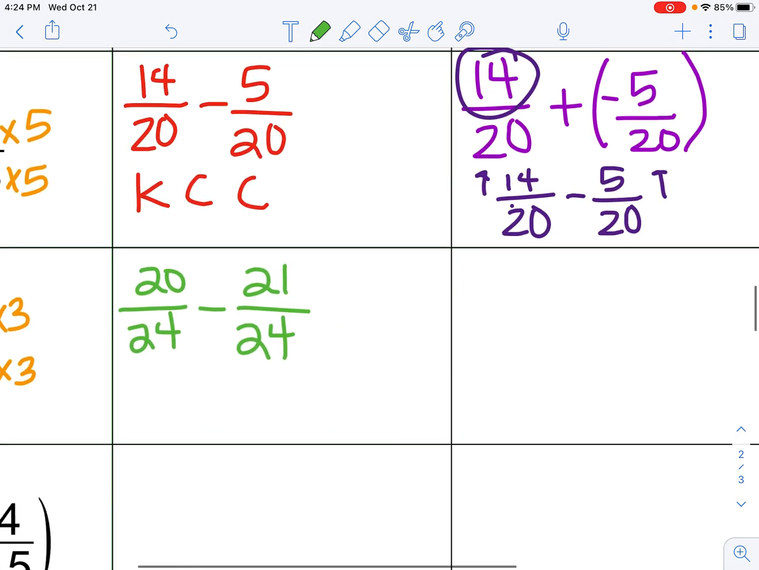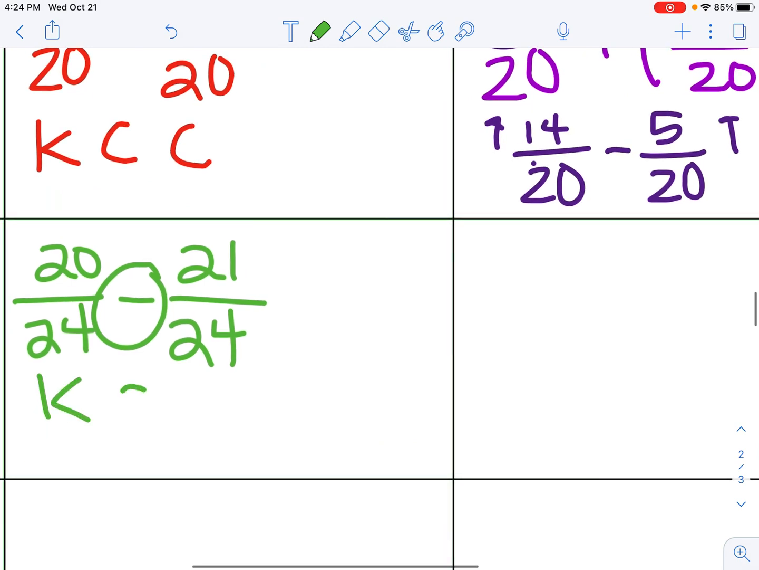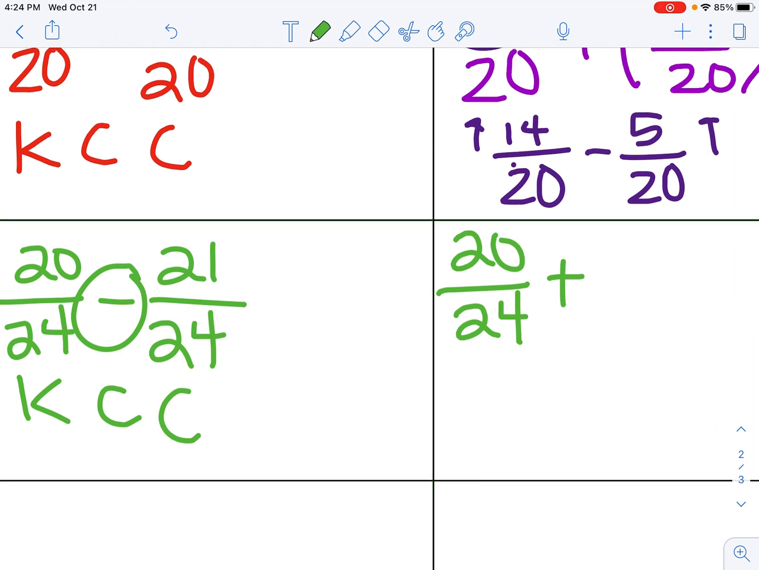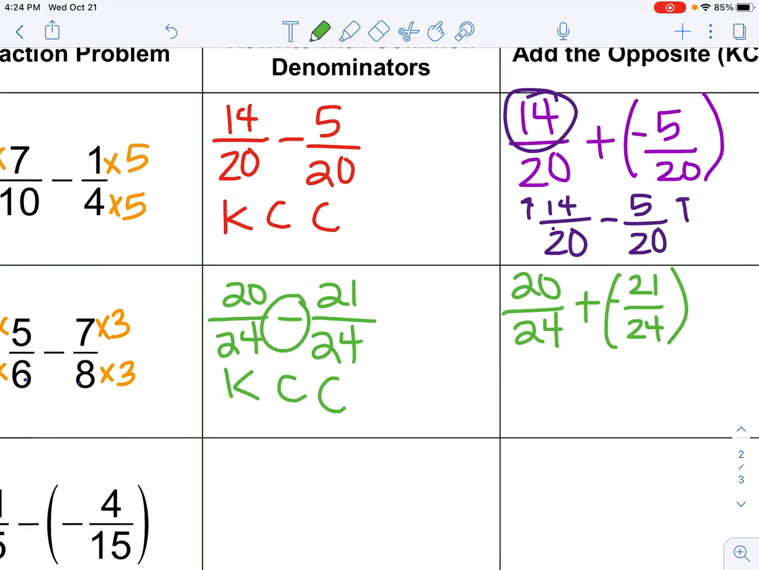So I rewrote my numbers. Now I need to do keep, change because I am subtracting. So I like to label it keep, change. I keep 20 over 24. Change my minus to a plus. Change my positive 21 over 24 to a negative 21 over 24.